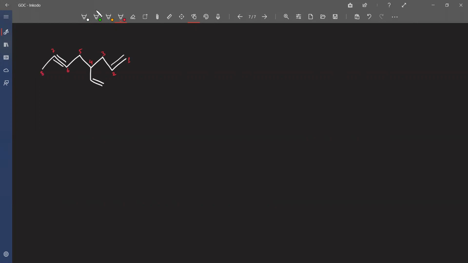Okay. So there is no doubt in this. Now go ahead. Now, obviously, this is the substituent, right? So what will be the name of this substituent? Ethenyl. Because this is coming from ethene. So that's why this will be ethenyl. Good.